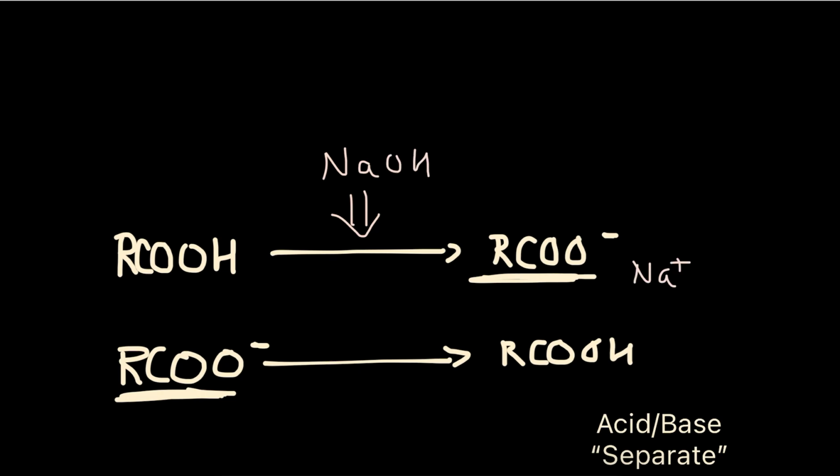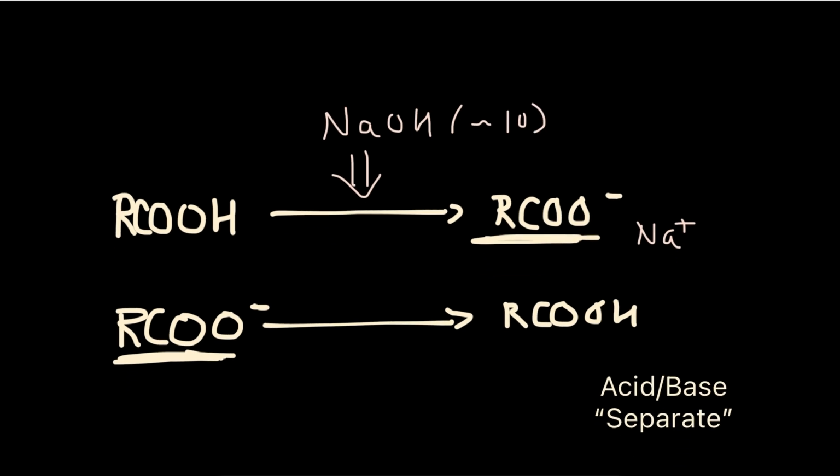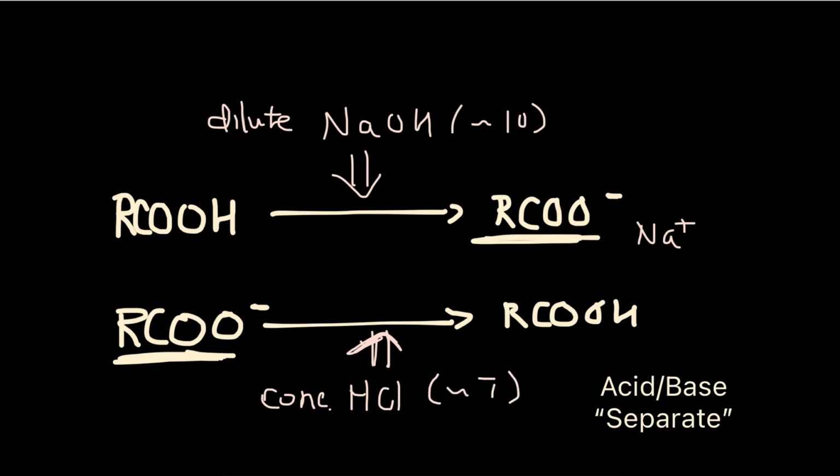And you keep adding that base until you reach a pH of around 10. If you were adding acid for a base, you would want to reach around pH of 2 to 3. And to convert it back into its organic form, you would add some concentrated HCl. So this is dilute. This is concentrated. Okay, some concentrated HCl just until a neutral pH.